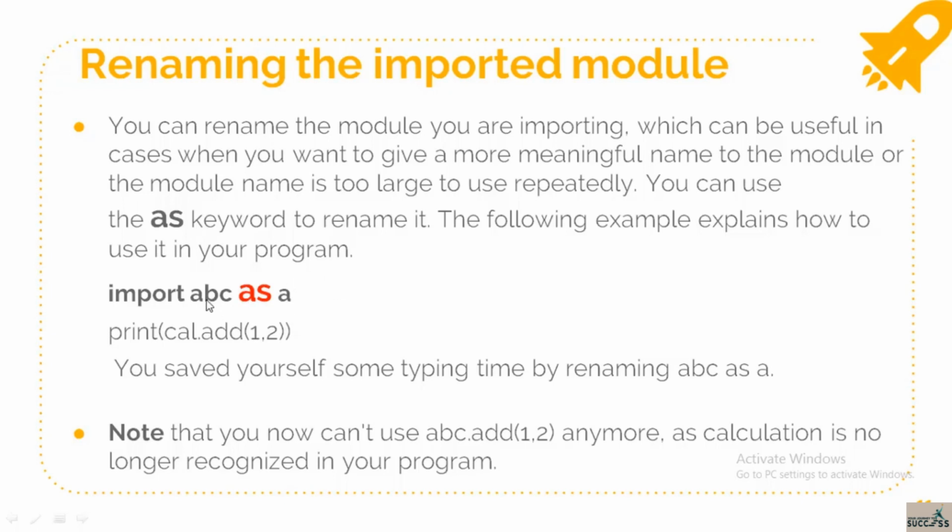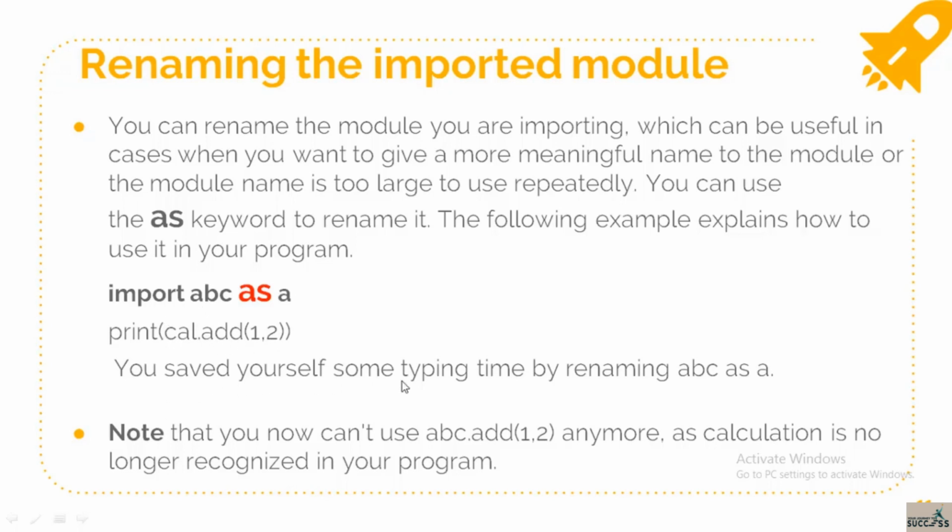So now this module in the imported class is now equal to A, and now we can actually call the add function using this A. Actually, I've got a mistake here. This should be A instead of CAL. So I can simply say A.add, and it will give me the result instead of typing ABC.